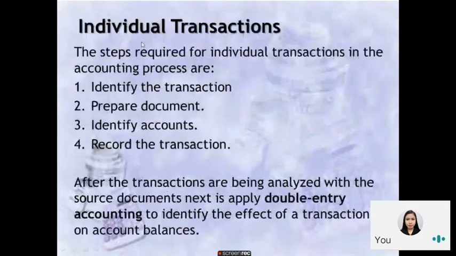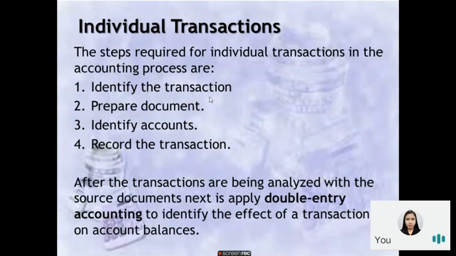For individual transactions, the steps required in the accounting process are: first, identify the transaction. Next is to prepare the document or the source document evidencing that transaction, and then identify the accounts, and then record the transaction. This is the process of analysis. Ganito po yung process niya. So the transaction is being made. The next step that you will do is to prepare the source document.